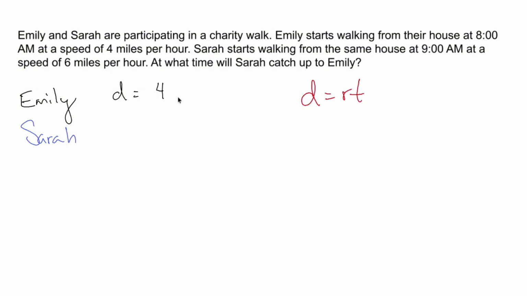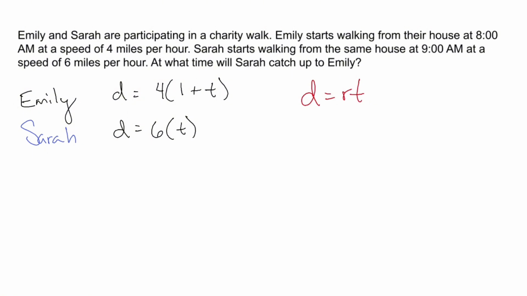And what we also know is her time. Since she left at 8 a.m. and Sarah left at 9 a.m., if we say that Sarah's time is t, Emily has 1 hour on her. So we'll say 1 plus t. Now Sarah, her distance, we don't know. We know that her rate is 6 miles an hour, and her t is just regular. Emily has an hour on her because she started an hour earlier. That's where we get the 1 plus t.